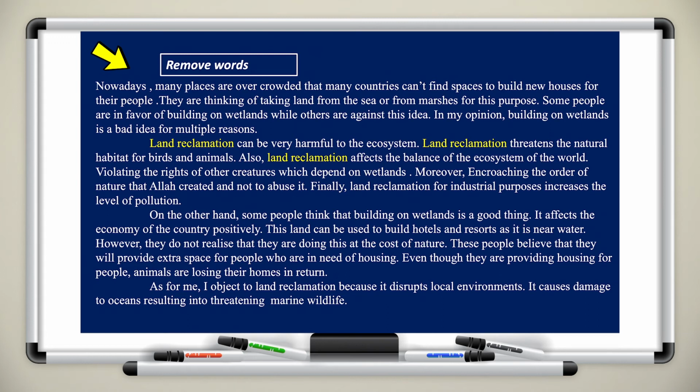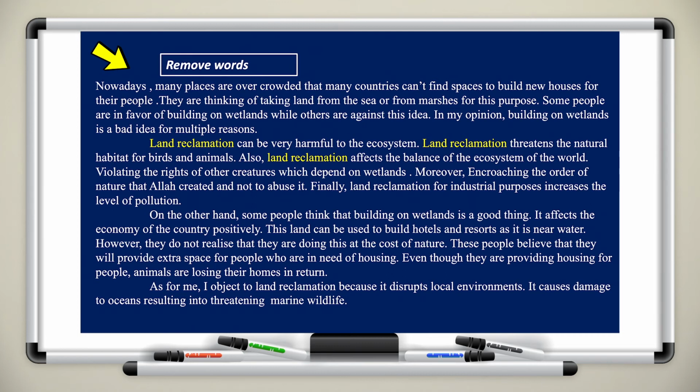Remember, this is a really important part of writing. Let's look at body 1. I've highlighted some words for you. Land reclamation can be very harmful to the ecosystem. Land reclamation threatens habitats for birds and animals. Also, land reclamation affects the balance of the ecosystem of the world.